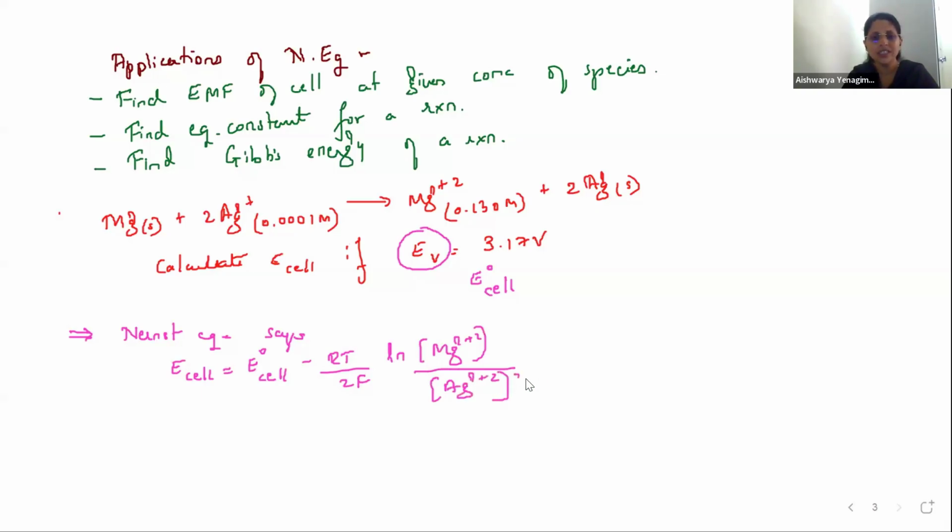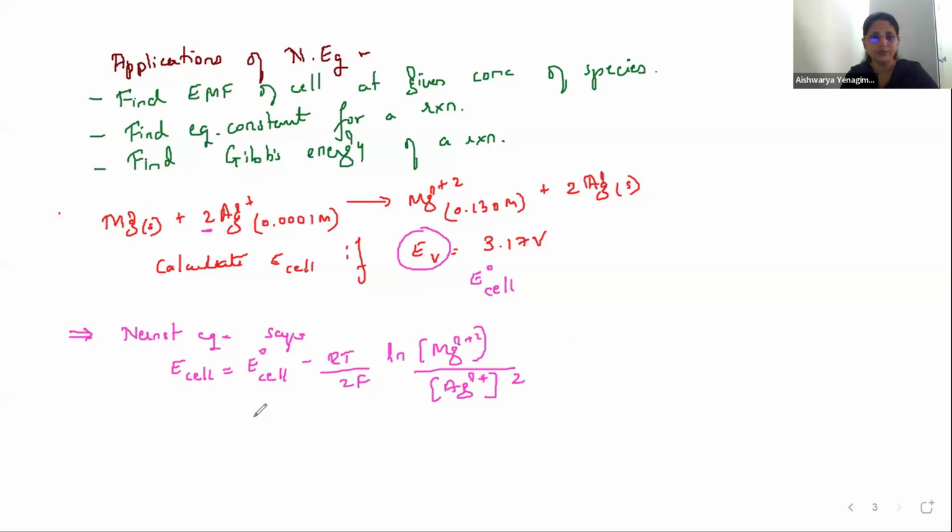The whole square, because there is a coefficient for Ag plus. What is the coefficient of Ag? The coefficient of Ag is 2. So Ag plus, the whole square. This is my Nernst equation for the above equation. Here I have not taken Mg and I have not taken Ag. Why? Because the concentration of solids is 1. Therefore I have taken only the ions.